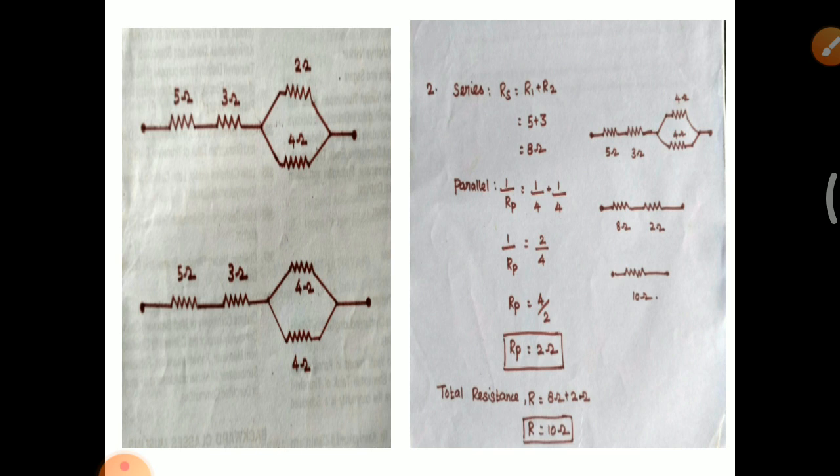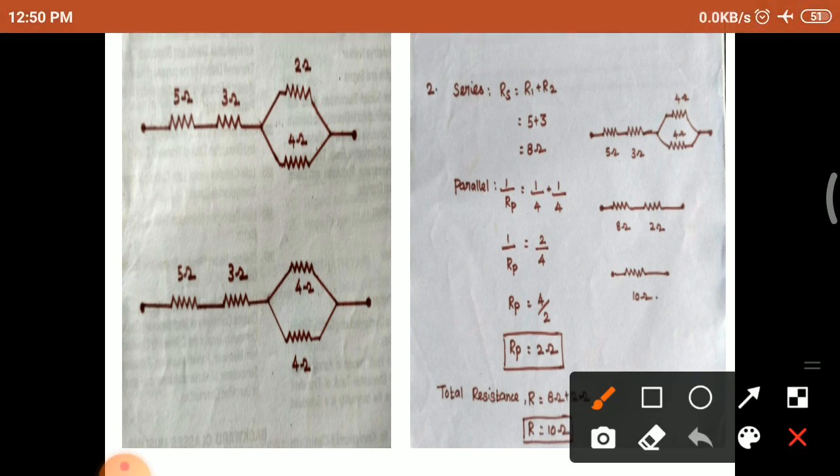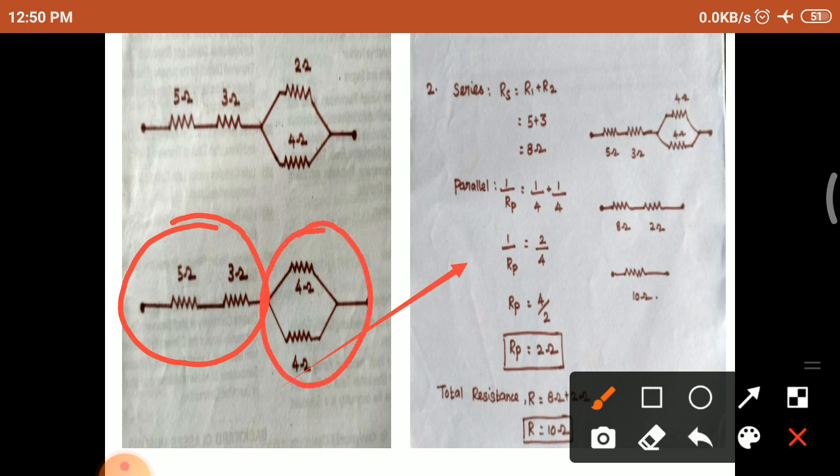The next one, how to calculate the equivalent resistance for this circuit. See, the 5 ohm and 3 ohm are connected in series and the two 4 ohm resistors are connected in parallel. First you have to calculate for series. Rs equal to R1 plus R2. Here R1 is 5, R2 is 3. So 5 plus 3, 8 ohm.